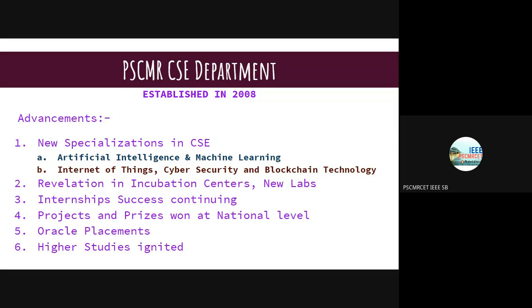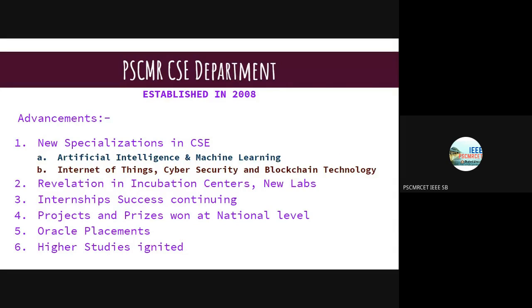They only study artificial intelligence and machine learning. And also, after the section, they are going to study Internet of Things, cyber security, and blockchain technology. So if your friends or anybody else, after the intermediate, still want to pursue BTech and want to get into very good engineering specializations in computer science, they may join these two branches in our campus. And in our college, we are having a revelation in incubation centers and new labs.